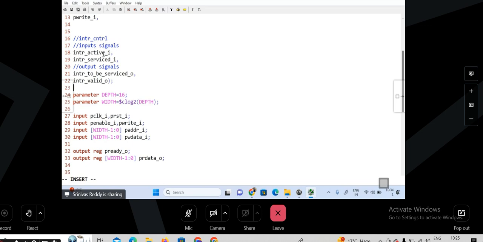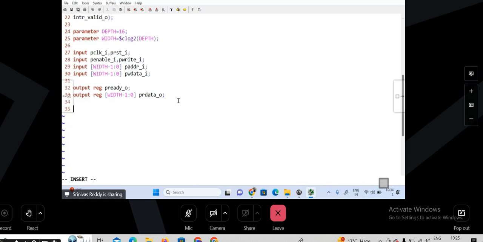So that I can go for I is equal to 0, I is less than depth or width? Depth, right? Depth, then I is equal to I plus 1. Priority register of I is equal to 0.